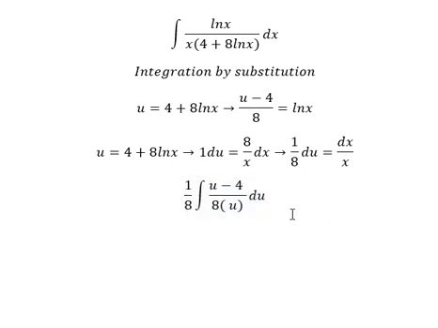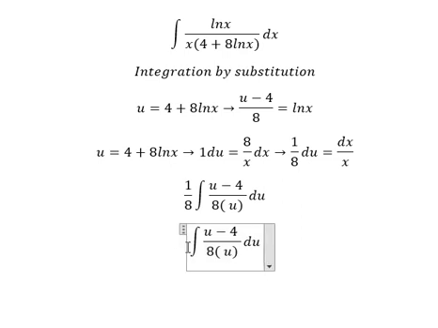So number 8 and number 8 we have 1 over 64. So u divided by u we have number 1. So number 4 divided by u we keep the same.